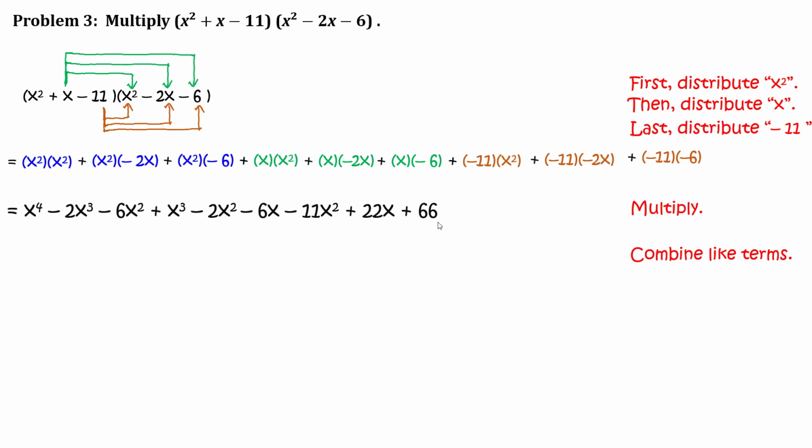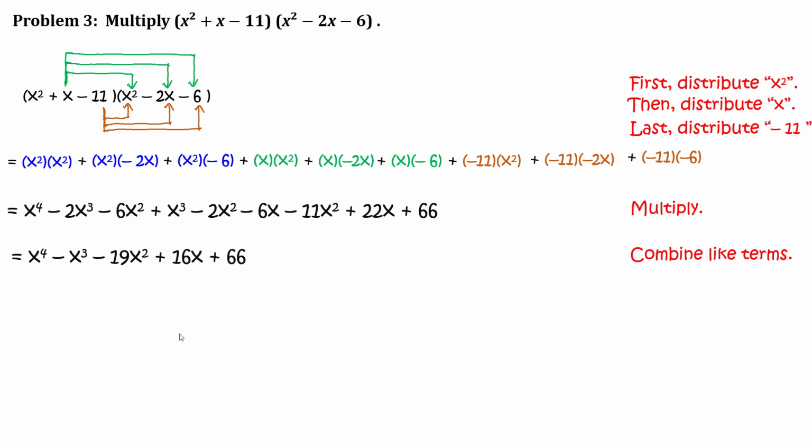All right, they're just multiplied now, and then I'm going to combine like terms. There's only one x to the 4th, so I'm just going to copy it. There's 2 x cubed terms, negative 2x cubed plus x cubed. I get negative 1x cubed. There's 3 x squared terms, minus 6x squared, minus 11x squared, minus 2x squared. Minus 6x squared minus 2x squared is minus 8x squared. Minus 11x squared is minus 19x squared. And then the linear terms, minus 6x plus 22x gives me positive 16x, and then plus 66.